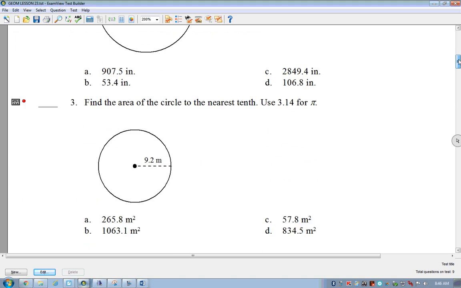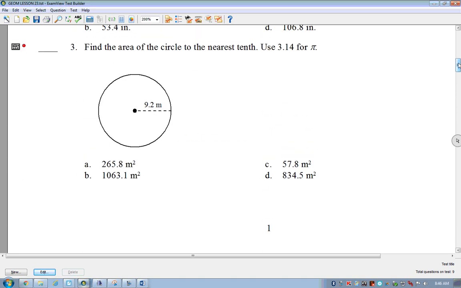From circumference, let's look at area. So we need to switch formulas. What's our formula for the area of a circle? Chandler. Pi r squared. Okay. Do I need to use anything else for pi in my equation? 3.14. So I'm going to use 3.14.